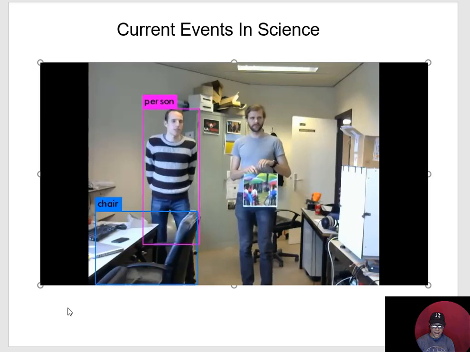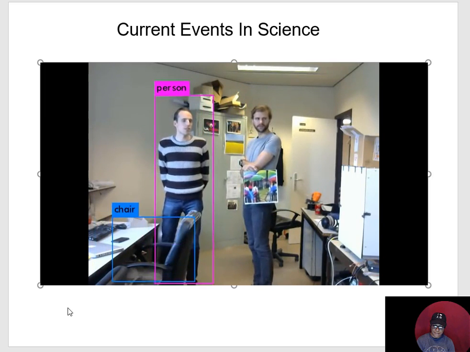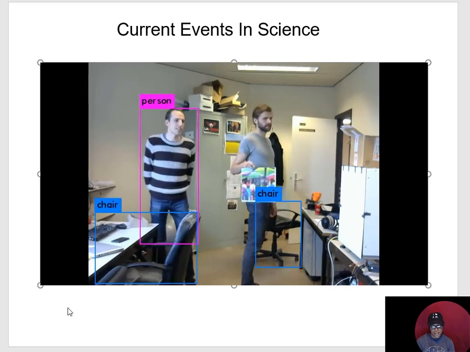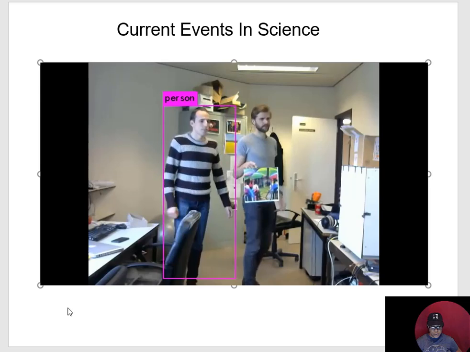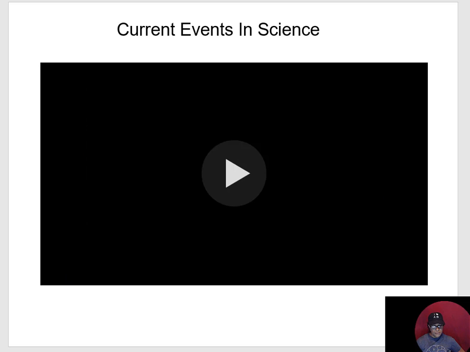And when he turns it back, the algorithm's like, yeah, don't see him. All I see is that party image, and I don't recognize that as a person. So it's pretty cool. And so there are different labs that work on what's called adversarial training, understanding how algorithms can be fooled.